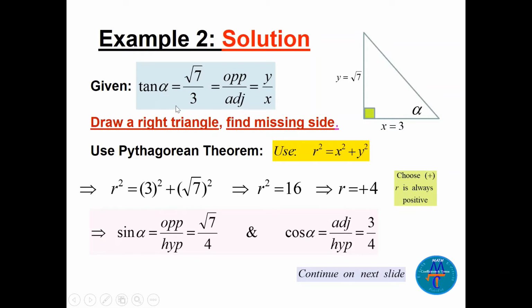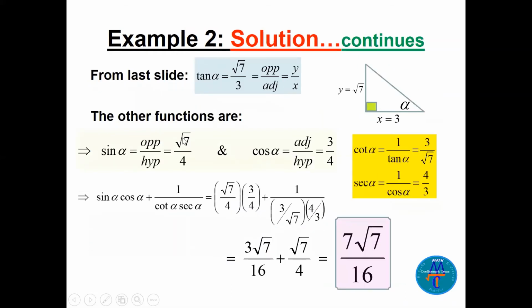So as I told you in question number 1, the first 3 basic functions you can find are tan of alpha, sine alpha, cosine alpha, or whatever angle we have. So sine alpha will be the opposite over the hypotenuse. So the opposite will be square root of 7 over 4, and cosine alpha will be the adjacent over the hypotenuse, so 3 over 4. Now let's continue in the next slide to see the other functions that we have to find.